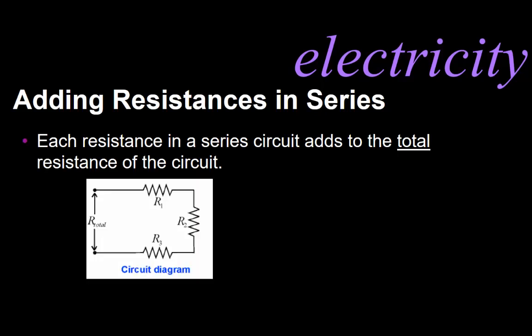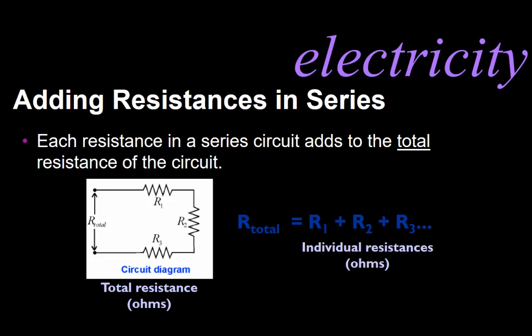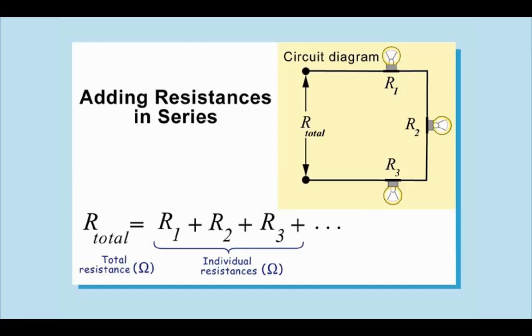So if we have a circuit diagram here, we're looking at the total resistance for the entire circuit. It is simply the combination of adding R1, R2, R3, and so on and so forth to produce the total resistance. Okay, remember our unit for resistance is going to be in the form of ohms, and the symbol for ohms is the omega. Okay.